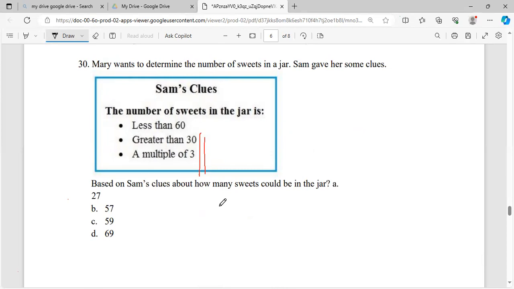All right. Mary wants to determine the number of sweets in a jar. Sam gave her some clues. 1, the number of sweets in the jar is less than 60. 2, greater than 30. And 3, it's a multiple of 3.